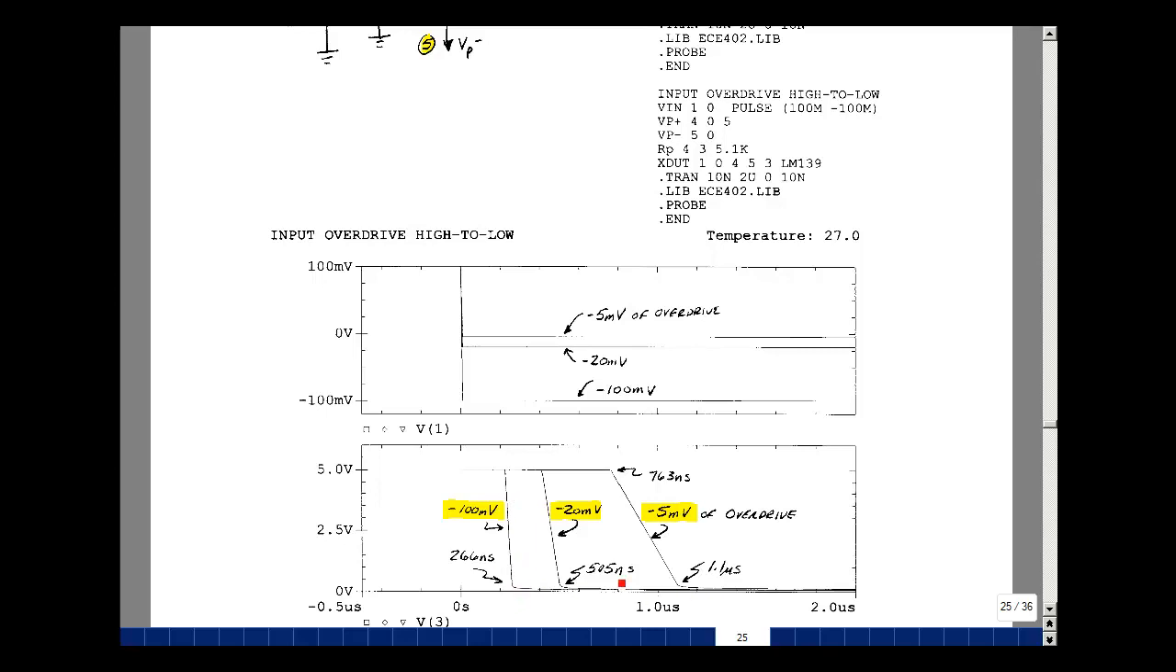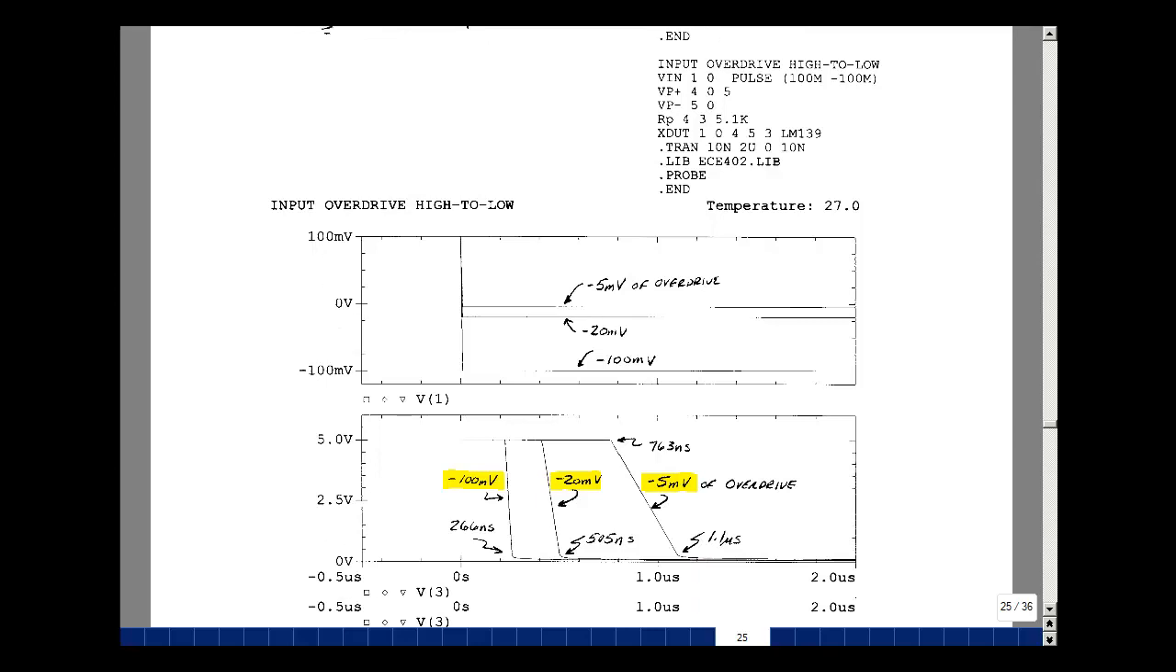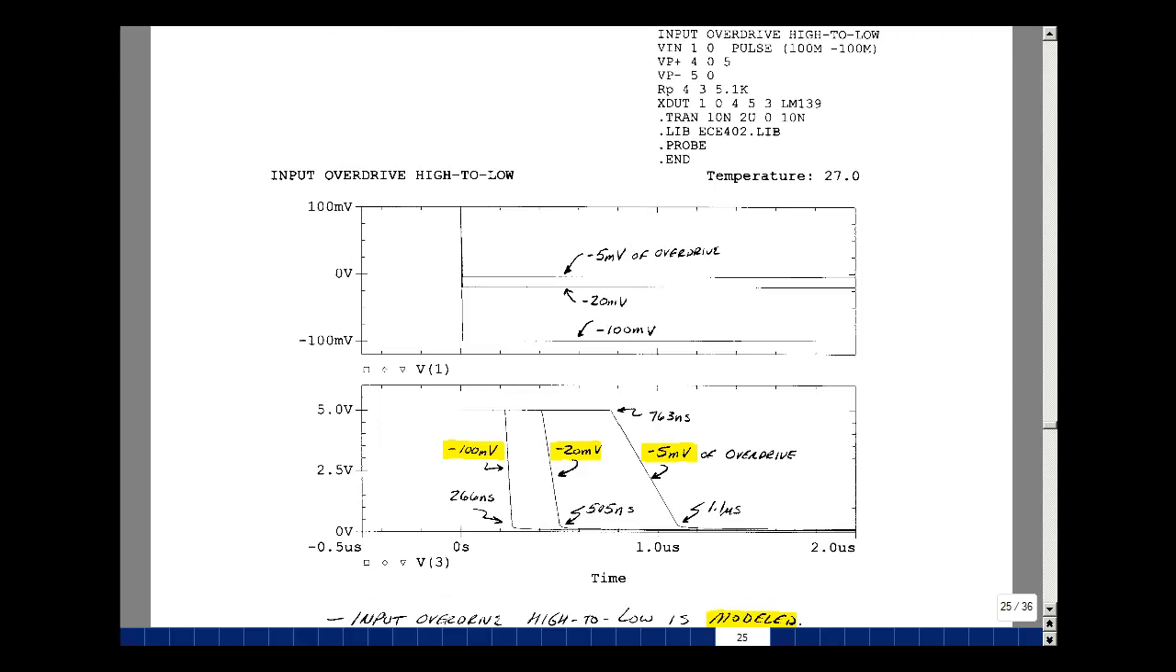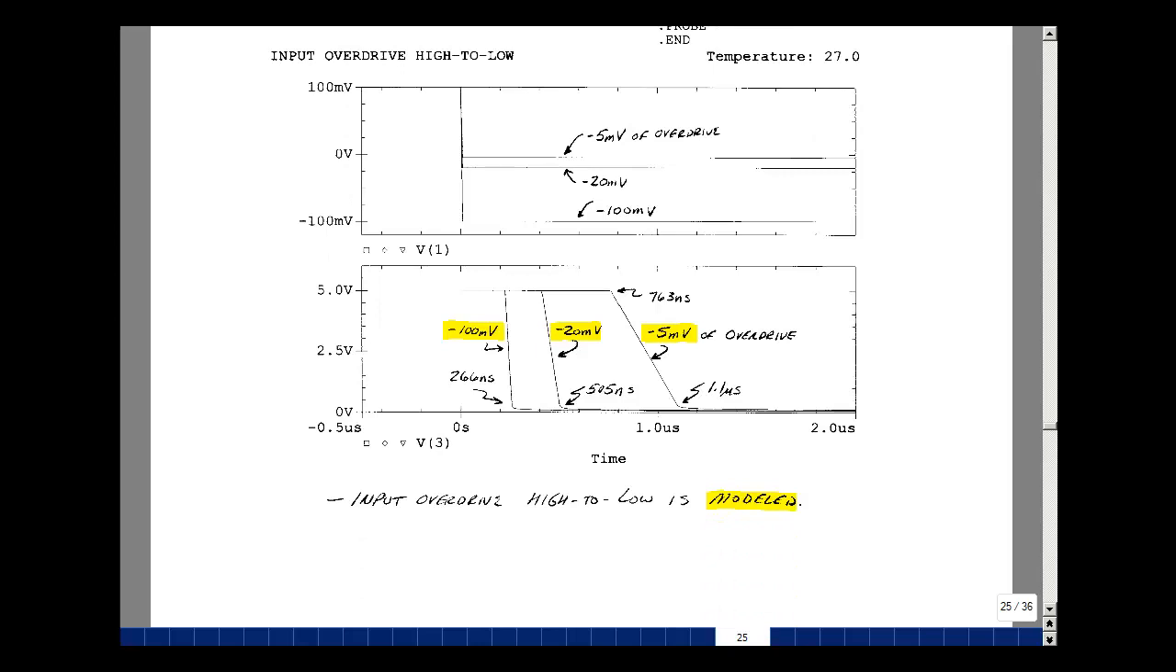But again, you'll notice that these times are much shorter than the previous ones, again, because of the internal transistors. Again, very good modeling for input overdrive effects. And so any application that uses that, this will be a pretty good predictor of the results.